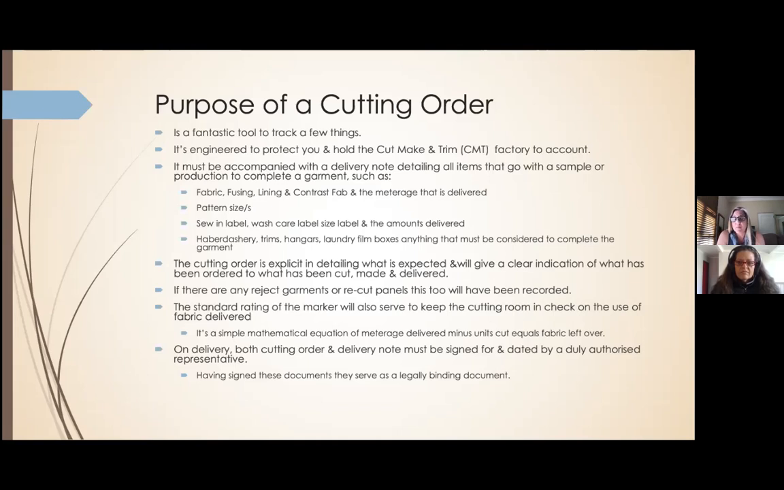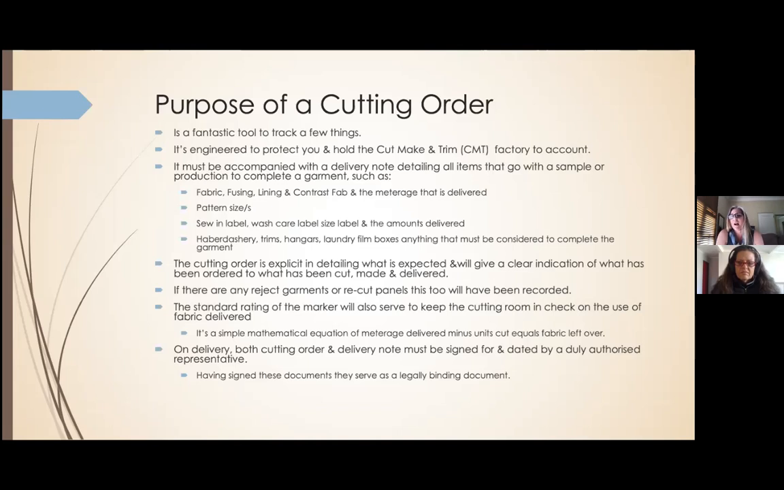And by having somebody who is in the power, not just somebody who opened the door and let your delivery person in, but having somebody deliver it and sign it who is in a place where they can actually say, yes, I accept and acknowledge the receipt of these goods. The cutting order is explicit in detailing what to expect and will give clear indications of what has been ordered, what needs to be cut, what must be delivered, and also if there were any recuts made on the garments.